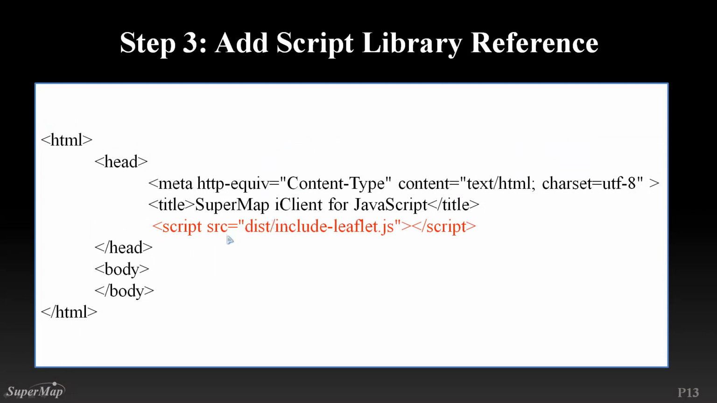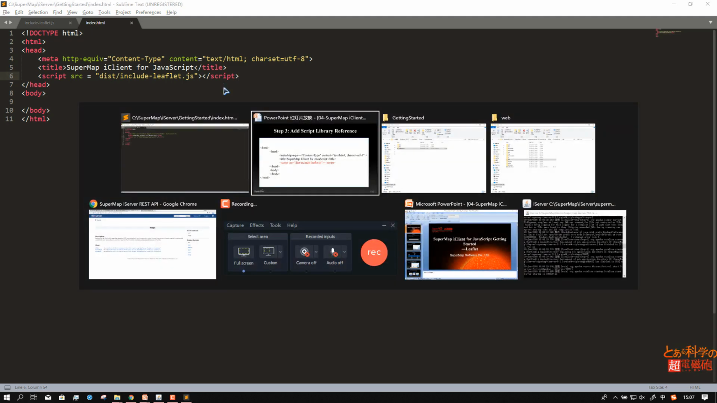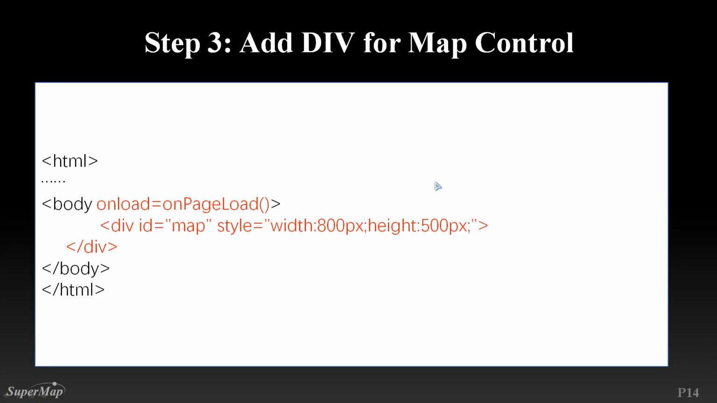Next, let's include the script libraries of SuperMap. That is, include the modified include leaflet script file under the dist folder. So you do script, let me delete that, source equals to dist leaflet, include leaflet.js. Okay. When finished, let's add a div control to place our map.